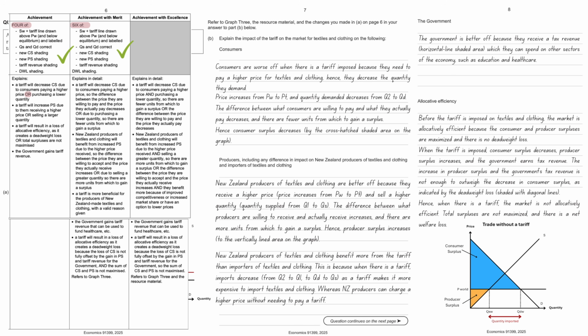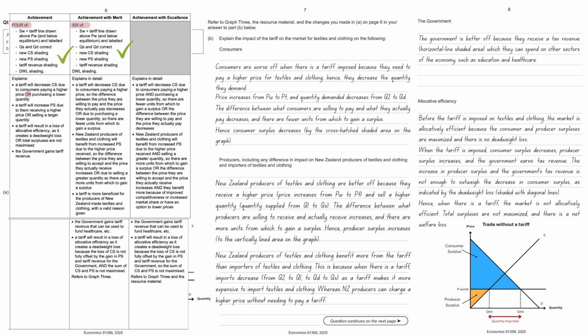So you have to say what will happen, so consumer surplus decreases, and then give one of the reasons, so price or quantity changing. And you can see that that's the same for all of the situations. So tariff will increase PS, producer surplus, due to them receiving a higher price or selling a larger quantity. The tariff will result in a loss of allocative efficiency as it creates a deadweight loss, or total surpluses are not maximised, and then the government gains tariff revenue.